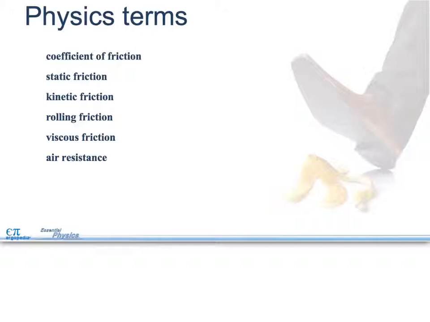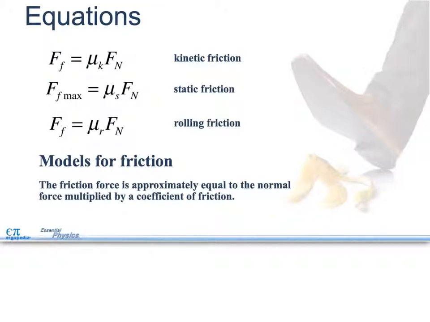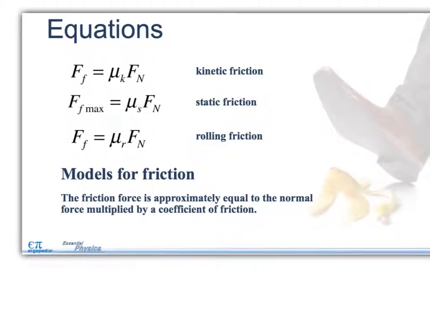Here are all your physics terms for this part. We will talk about all these in depth. And here are your equations for this chapter. All these look kind of confusing, but there's just kinetic, static, and rolling, and we're not going to do rolling. We're just going to do kinetic and static. These are the only two you have to worry about, and if you look at it, they kind of are the same thing.